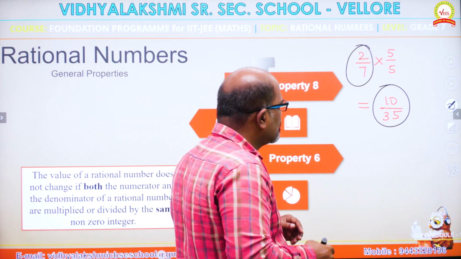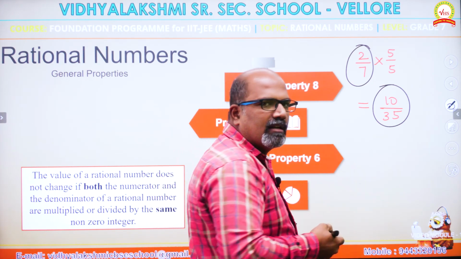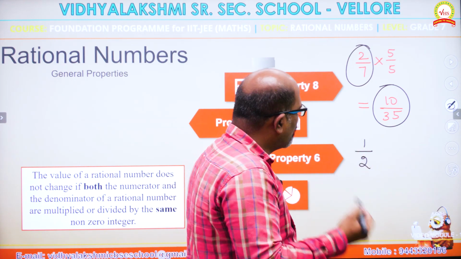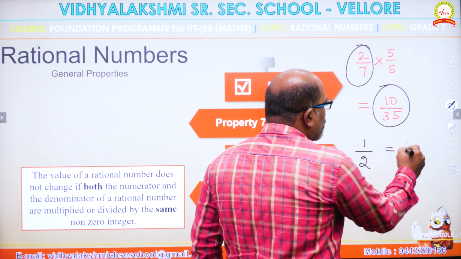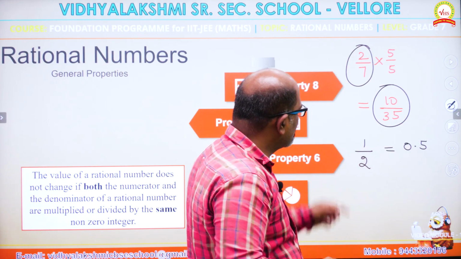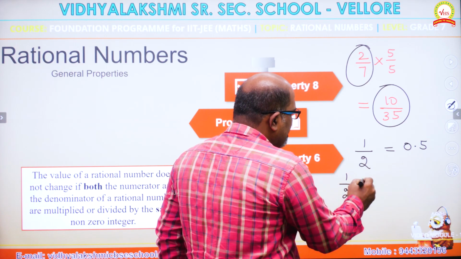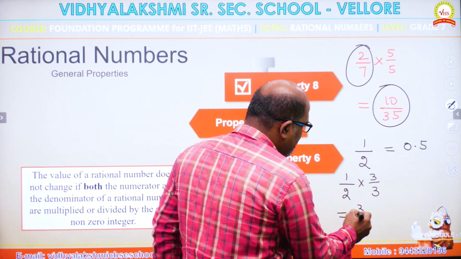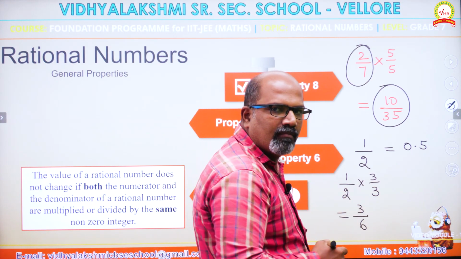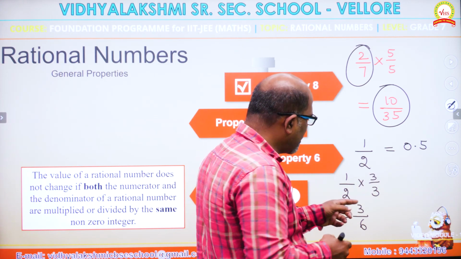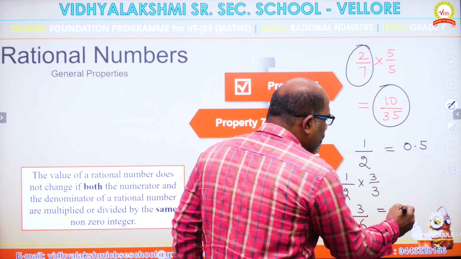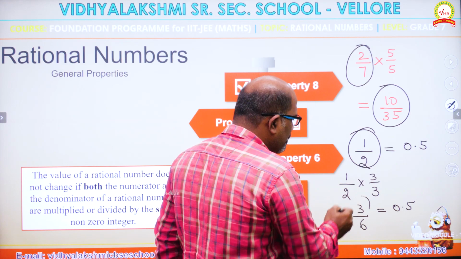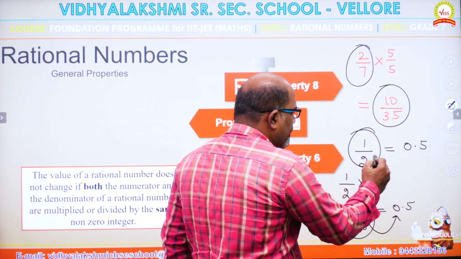To understand that, let me take one more example. See, I am taking 1/2, and you all know that the value of 1/2 is 0.5. When I multiply this 1/2 by 3 in the numerator and 3 in the denominator, I will have 3/6. When you divide 3/6, you get the same 0.5. So the value of 1/2 is 0.5 and the value of 3/6 is also 0.5.